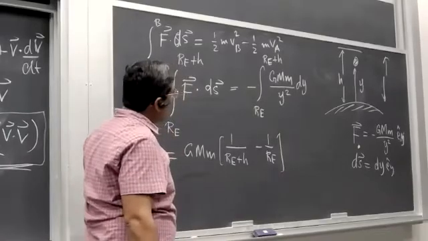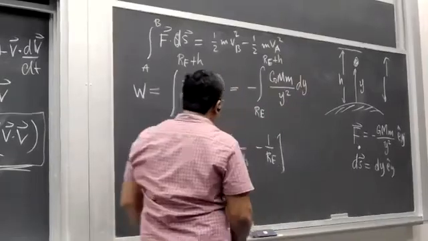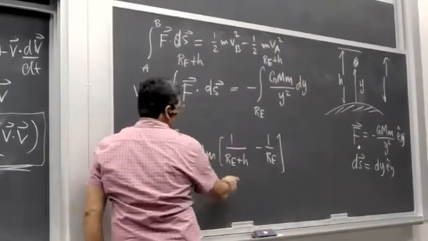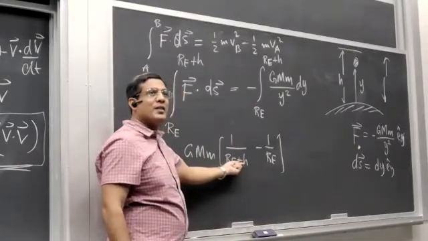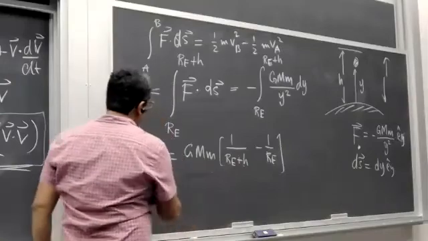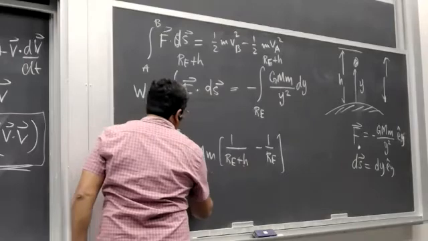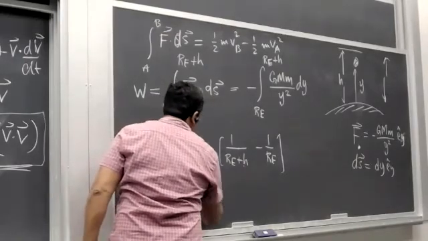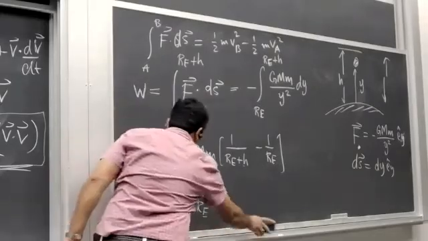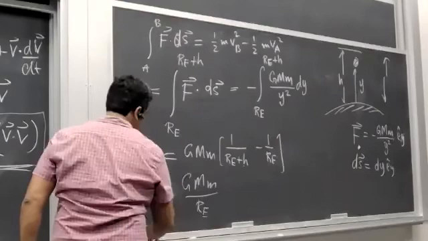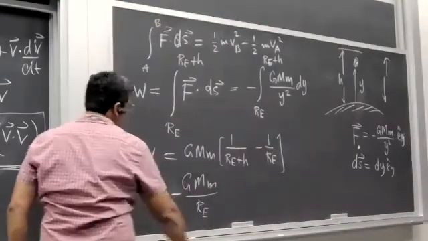All right. So when I let that h become infinite, then the first term in the work becomes zero, because h is infinite, in the denominator. So my work done simply becomes GMm over Re, minus sign, sorry, here.